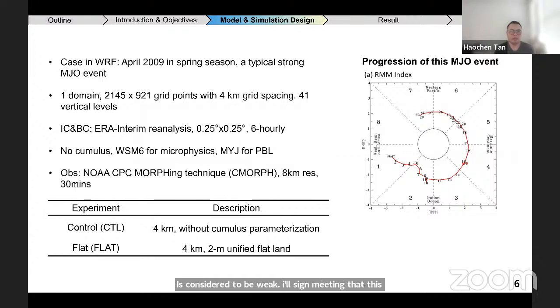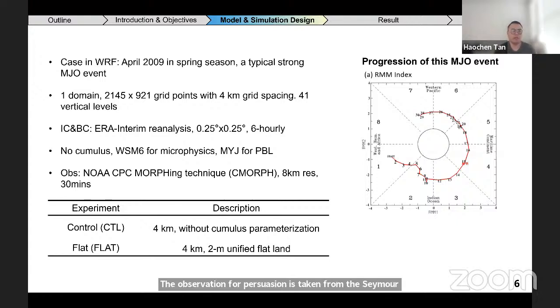So in that case, this MJO event is quite a strong case. We use one domain with 4 kilometer grid spacing and 41 vertical levels. The initial and boundary conditions, including the SST for the model, were taken from ERA-Interim, quarter degree, 6 hourly. No cumulus parameterization is used. The microphysics was WSM6 and MYJ for the PBL. The observation for precipitation is taken from the CMORPH dataset.